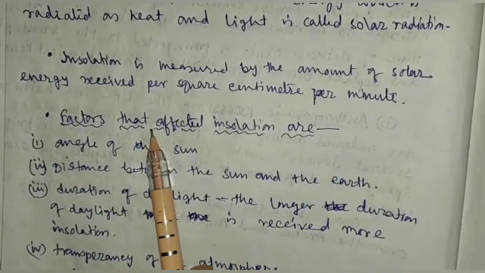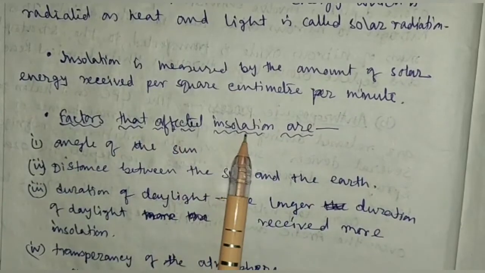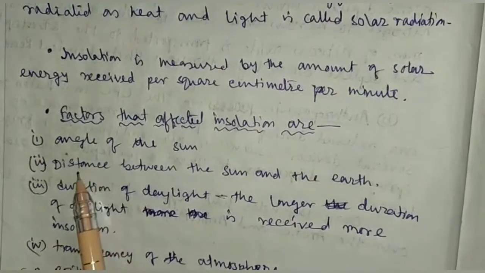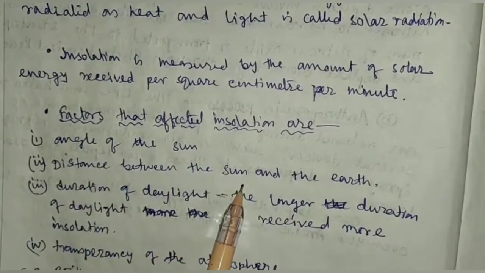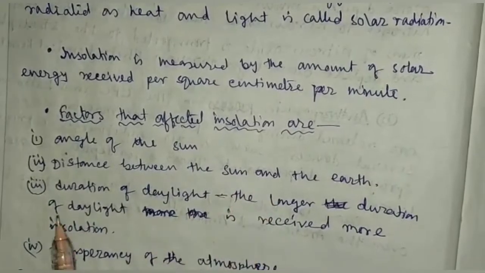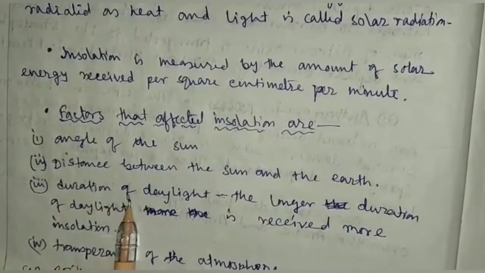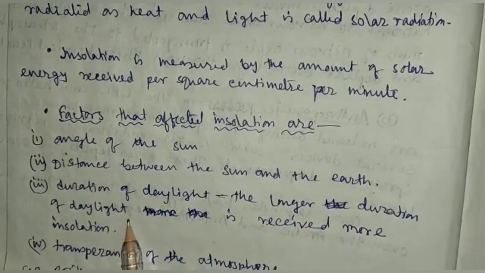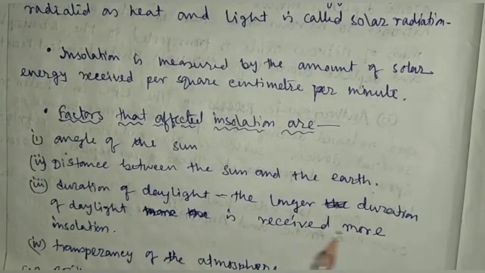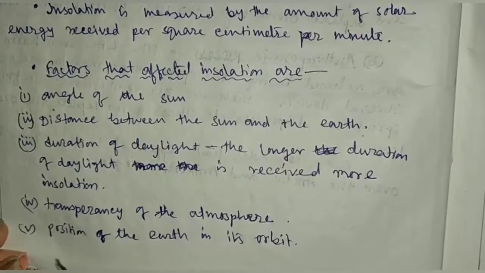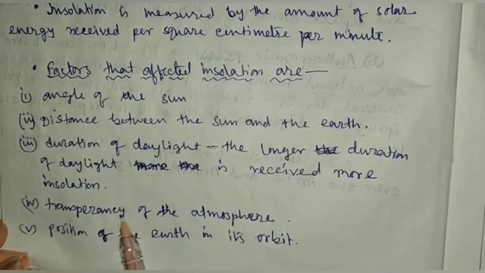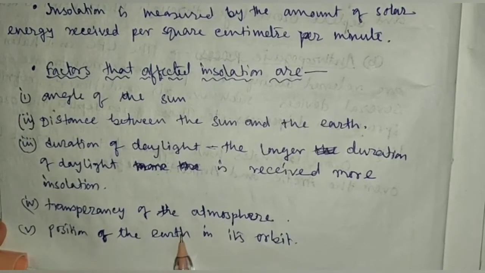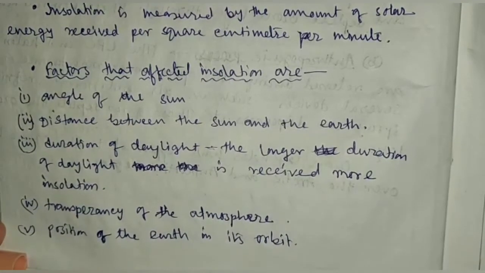Factors that affect insolation: number 1, the angle of the sun. Number 2, distance between the sun and the earth. Number 3, duration of daylight. The longer the duration of daylight, the more insolation is received. Number 4, transparency of the atmosphere. Number 5, position of the earth in its orbit.